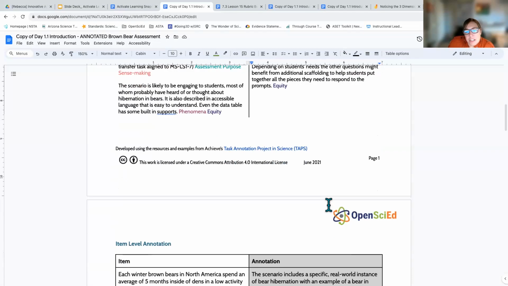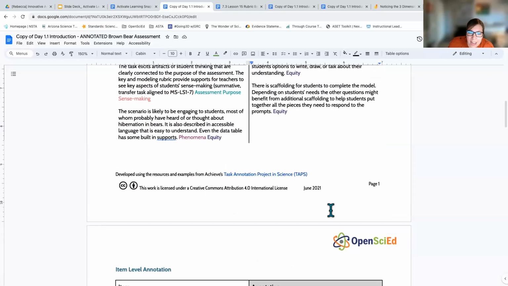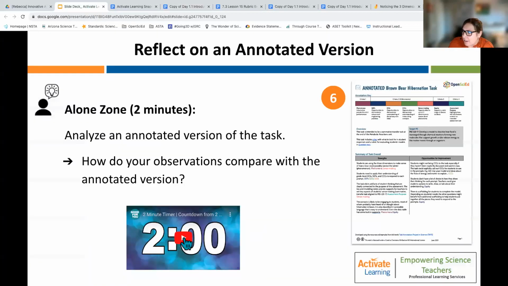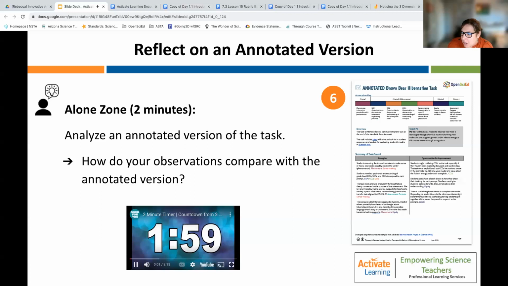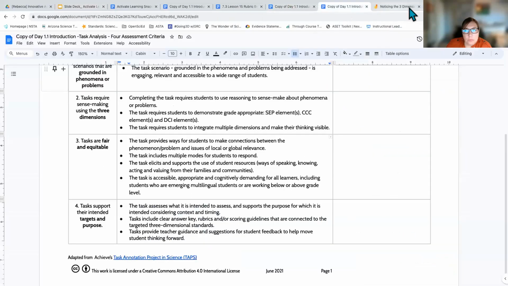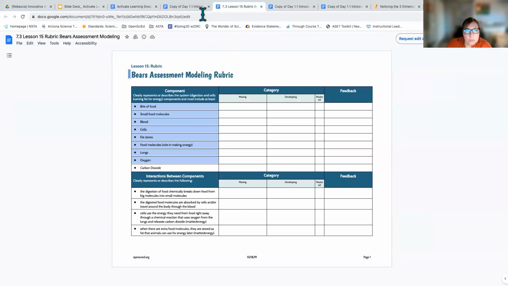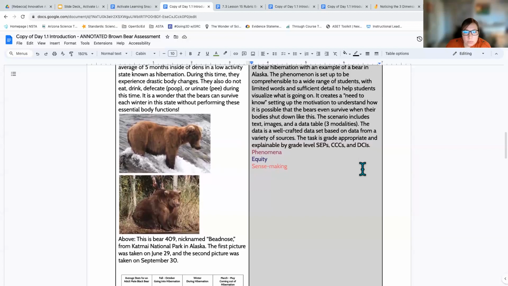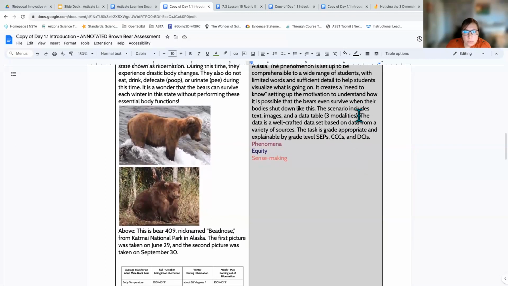So again, all I'm asking you to do is take a look at this and think of how it compares with your ideas. So I will be quiet. This is our last task of the day. I'll give you 2 minutes to think alone.